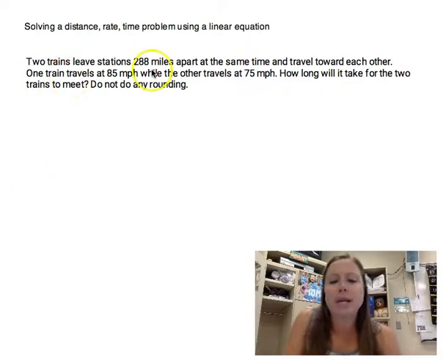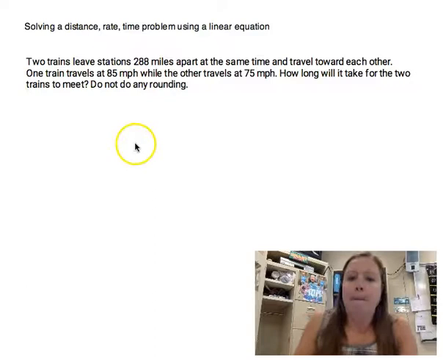So two trains leave stations 288 miles apart at the same time and travel toward each other. One train travels at 85 miles per hour, while the other travels at 75 miles per hour. How long will it take for the two trains to meet? Do not do any rounding.